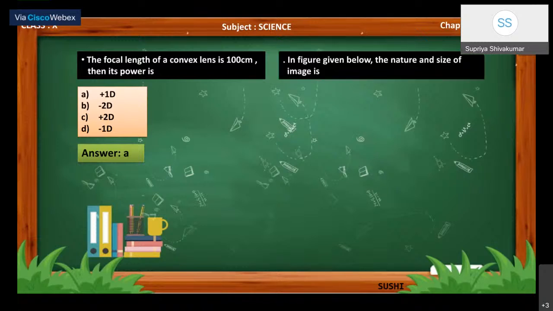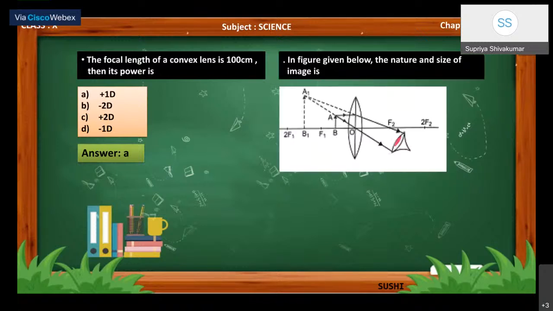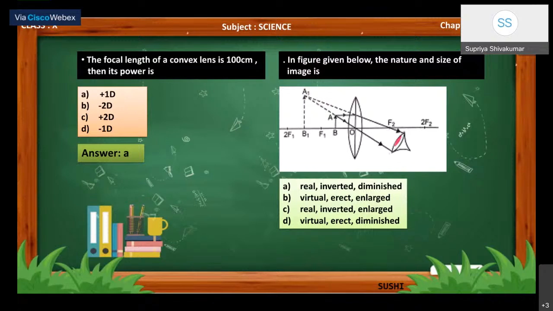So next one. In the figure given below, the nature and the size of the image is virtual and direct. Option B, virtual, erect, and enlarged, because this is a convex lens which we have considered, and this is the last case that we have considered. And you know that in the last case we have a virtual erect image and it is an enlarged image.